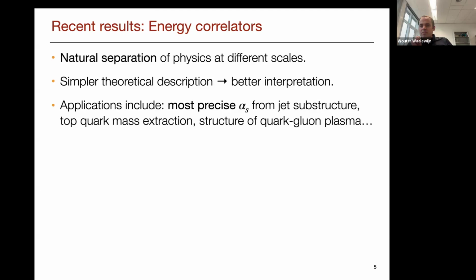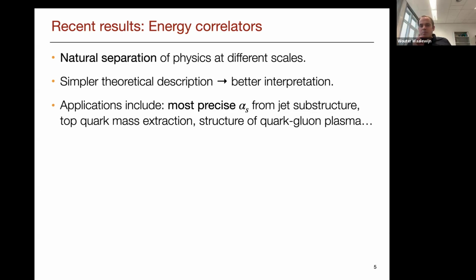But one example that does is the extraction of the strong coupling. So this is the most precise measurement of the strong coupling from jet substructure. Not the best, of course, you can do worldwide, but for measurements on the structure of jets, this is really the best that's currently available.